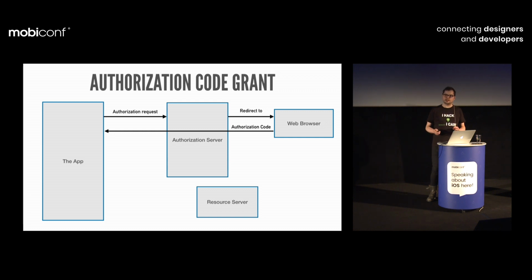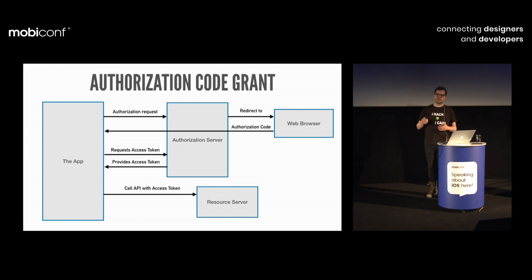It's not yet an access token, it's a short-living authorization code. And the app goes back to the authorization server and says, okay, I was successfully authorized, so this is my authorization code. Can I have an access token? And the server says, sure, this is your access token. And then you sign all the API calls with the access token. The process is very simple. You just add an additional HTTP header, and you get the data back.